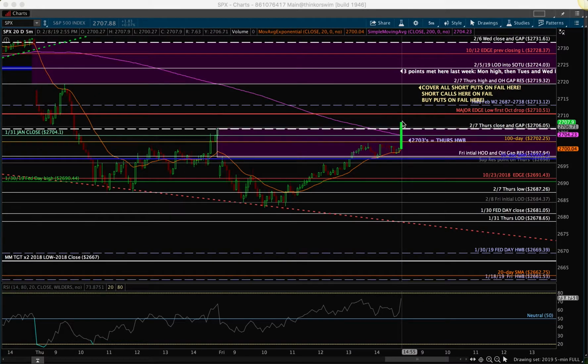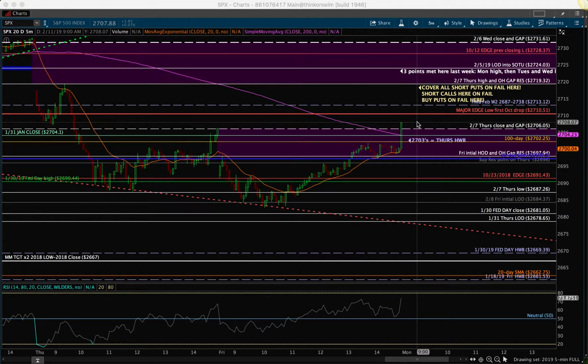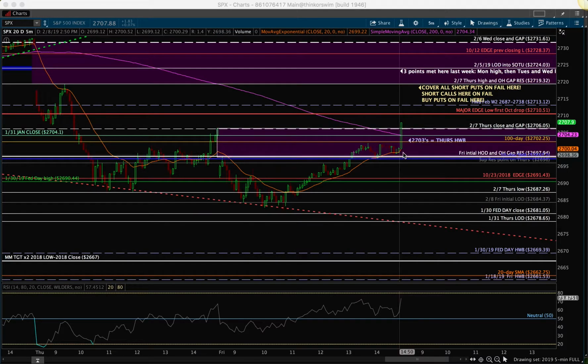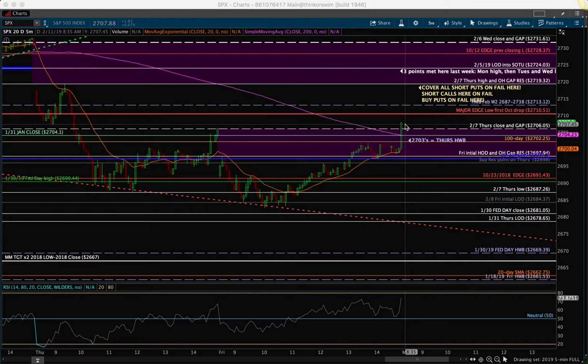And here at the end of the day, you can see in the final 5 minutes, we really made this assault on the 2700 level and closed, and put in all this advance literally in the last 5-minute candle. So that took back the 100-day, and that took back the previous Friday's close, so that on the weekly chart we would have a little bit higher close.